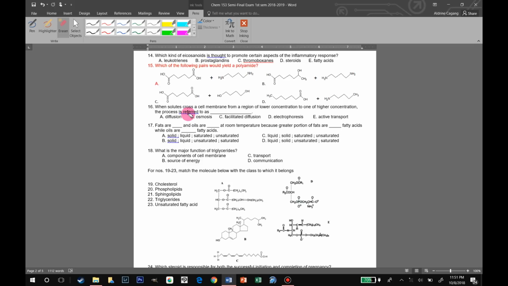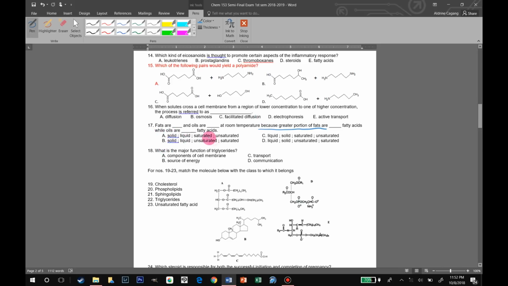Number 17. Fats are blank and oils are blank at room temperature because greater portion of fats are blank fatty acids while oils are blank fatty acids. So this is a question that requires you to fill in the blanks to make a correct statement. So this one, just simply try to match the terms that are given to you in the four choices. So fats are blank and oils are blank. This gives you a consequence, a reasoning, because a greater portions of fats are blank and oils are blank acids.